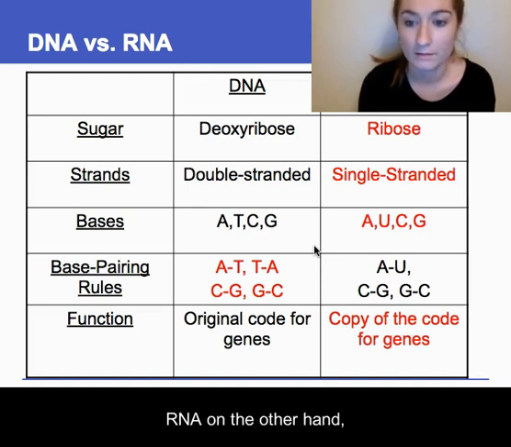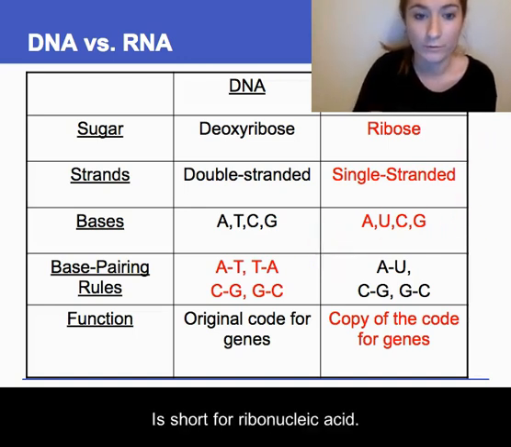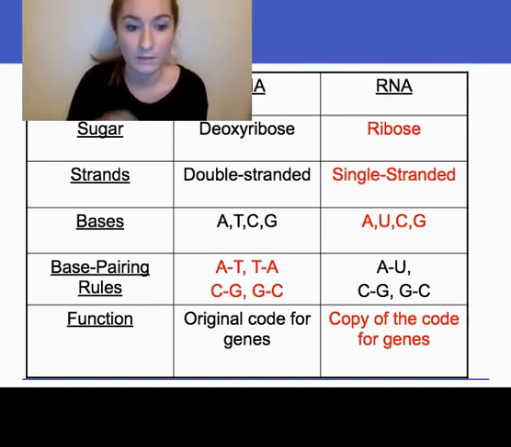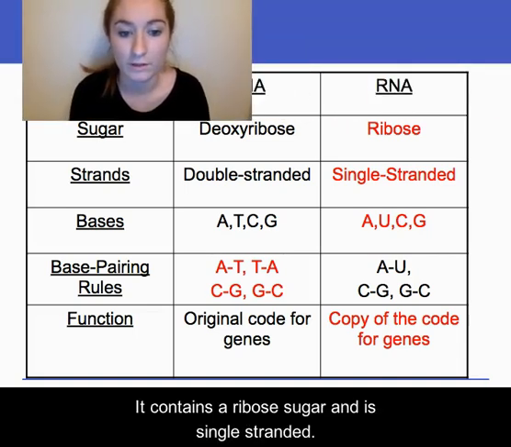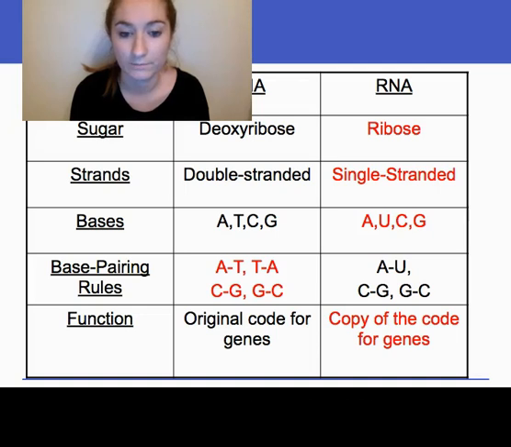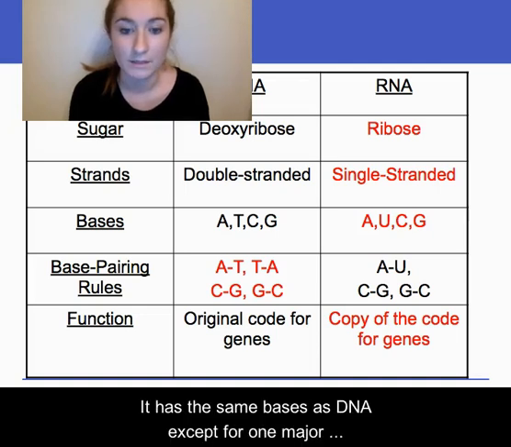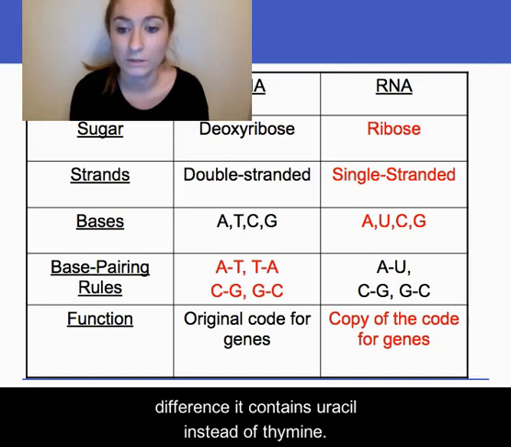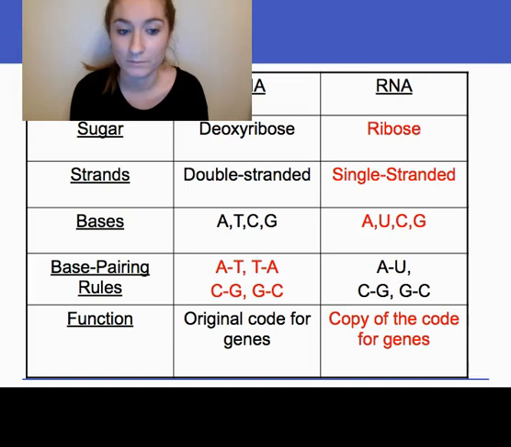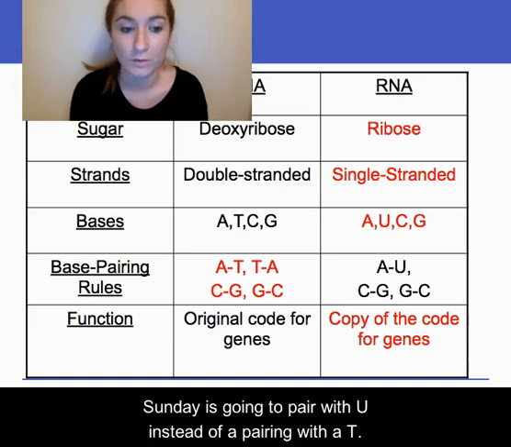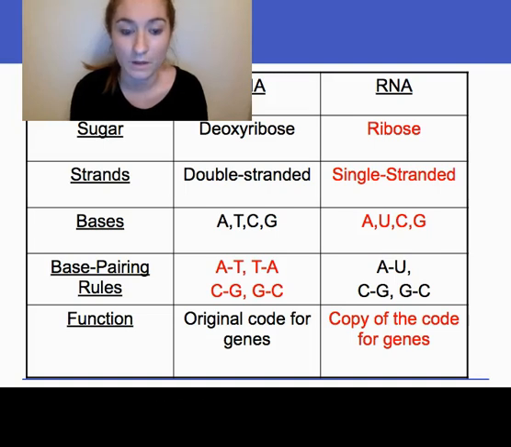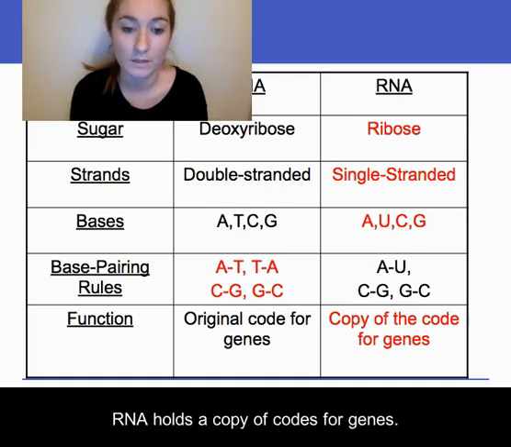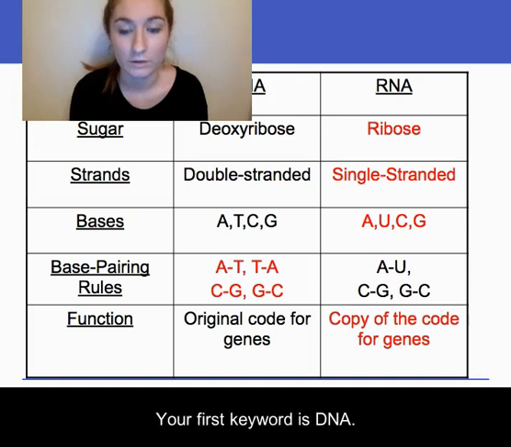RNA, on the other hand, is short for ribonucleic acid. It contains a ribose sugar and is single-stranded. It has the same bases as DNA except for one major difference. It contains uracil instead of thymine. So an A is going to pair with U instead of A pairing with a T. RNA holds a copy of codes for genes. Your first keyword is DNA.